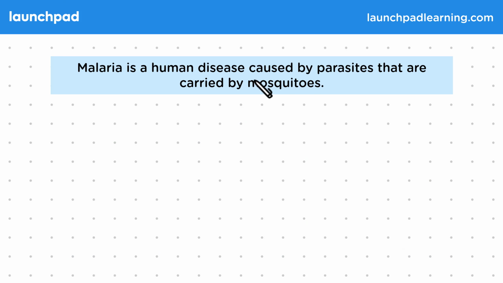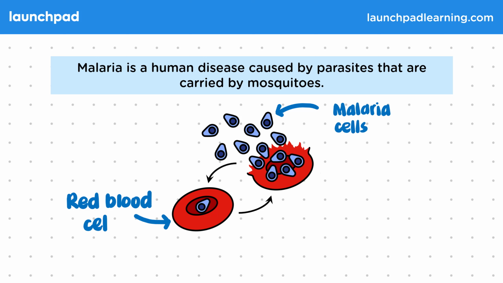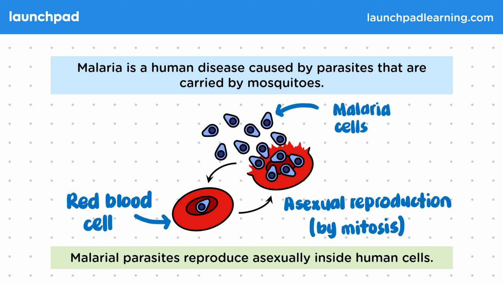Malaria is a human disease caused by parasites that are carried by mosquitoes. Malaria is a protist disease that you will have looked at when studying communicable diseases. So the malaria cells infect red blood cells, and asexual reproduction by mitosis produces many more of them. Malarial parasites reproduce asexually inside human cells.